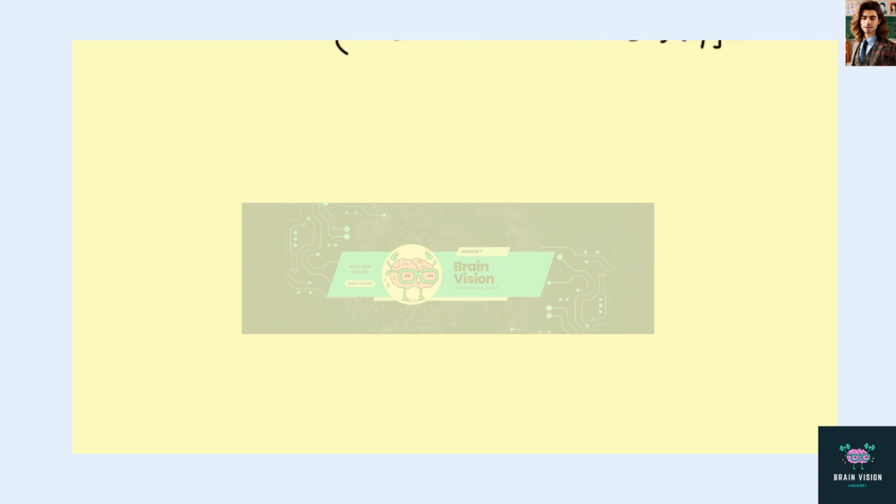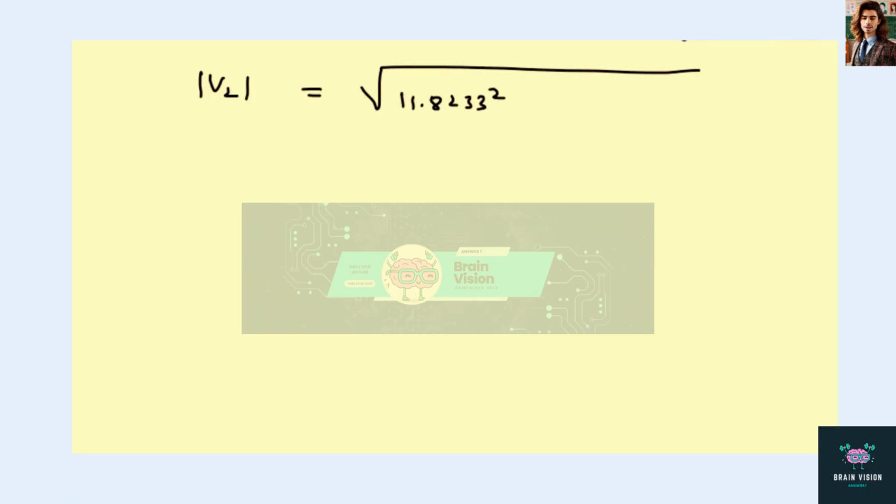Now magnitude is given by mod of V2 is equal to under root 11.8233 square plus 6.0448 square, that is equal to 13.2789 meter per second as the answer for part A.